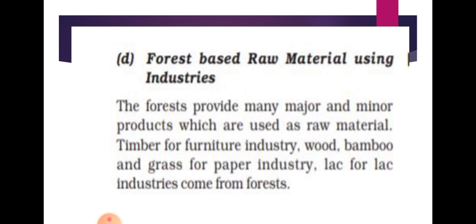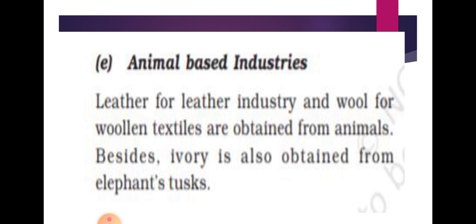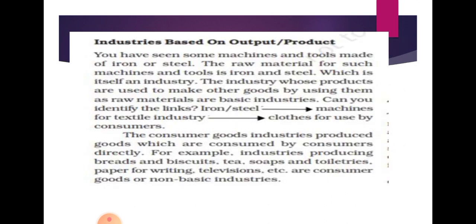The forest based raw material, which means these industries are using raw material such as wood, bamboo, grass, and the paper industry. Animal based industry, the leather industry, the woolen textiles and all come under the animal based industries.